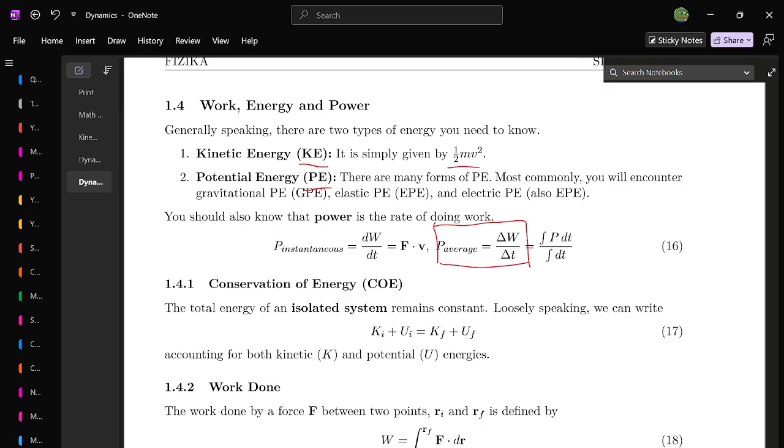So when we define power, we can either define it instantaneously or we can average it. Instantaneous is at one point, average is over some time. Instantaneous power will just be defined as dW/dt, because that's the instantaneous rate of doing work.